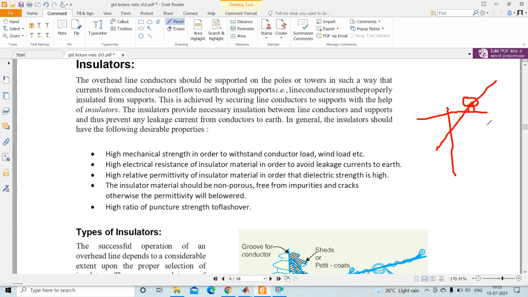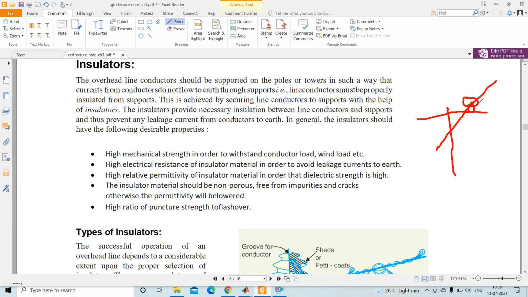So see, the overhead line conductor should be supported on the pole or tower in such a way that current from the conductor does not flow to the earth through the support. That means line conductors must be properly insulated from the support. This is achieved by securing the line conductor to the support with the help of an insulator.